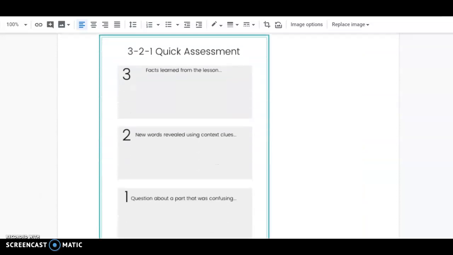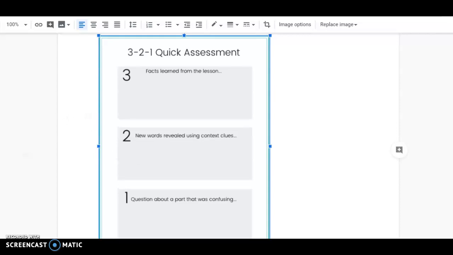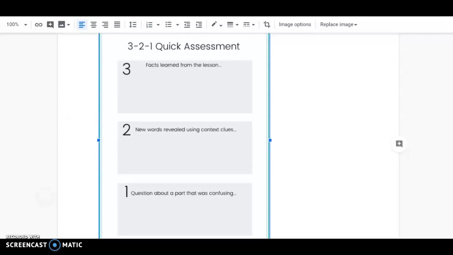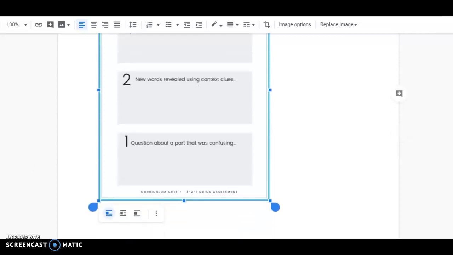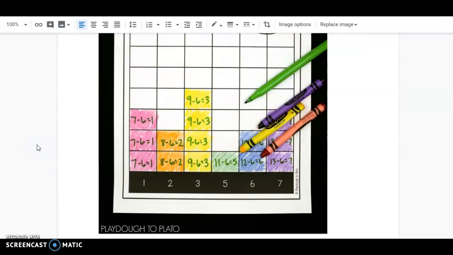This is what my exit ticket would look like. This is something that a lot of my peers have used. This is a 3, 2, 1 quick assessment. In the top box, you would say 3 facts that you have learned from this lesson, 2 new words revealed using context clues, and 1 question about a part that was confusing. So this concludes my math lesson.